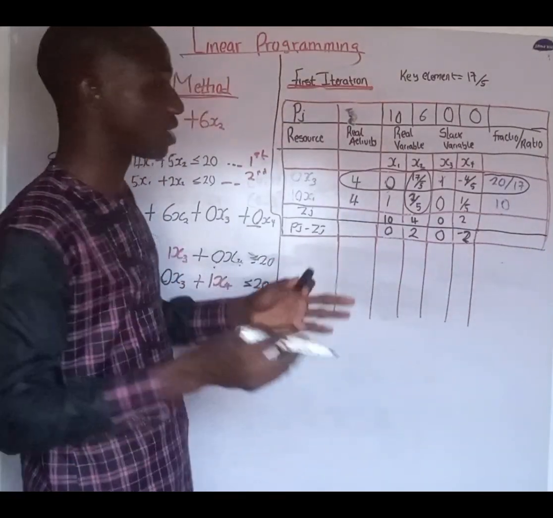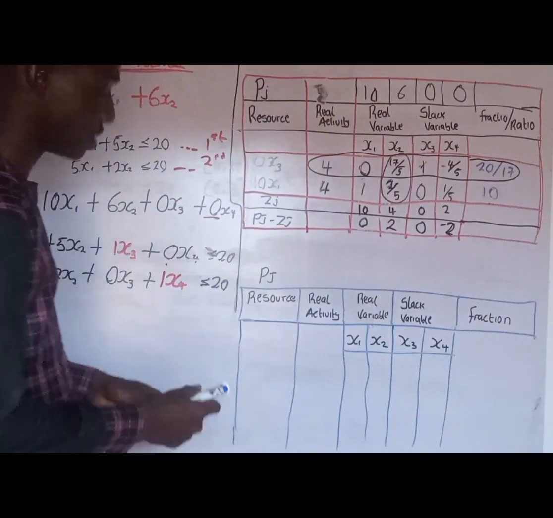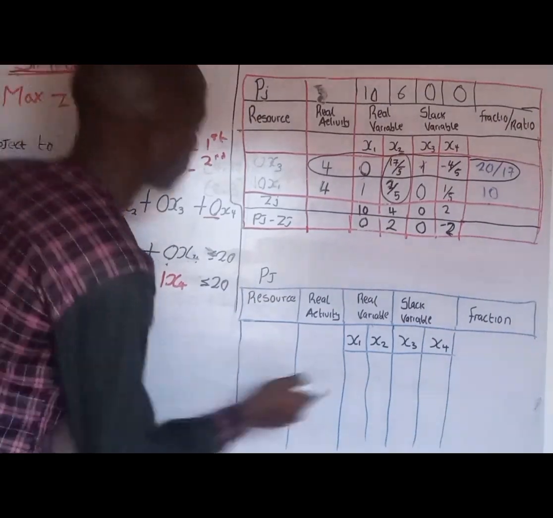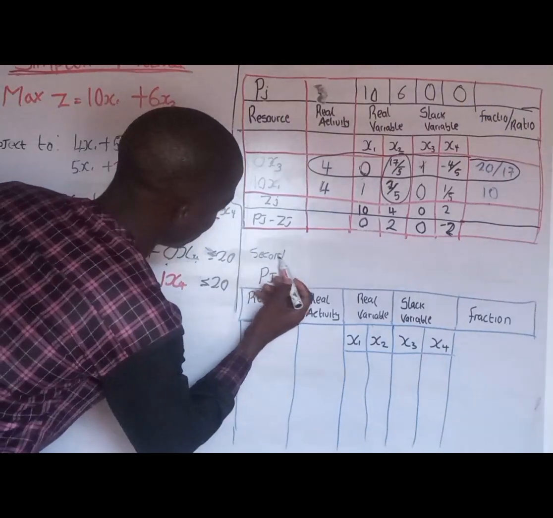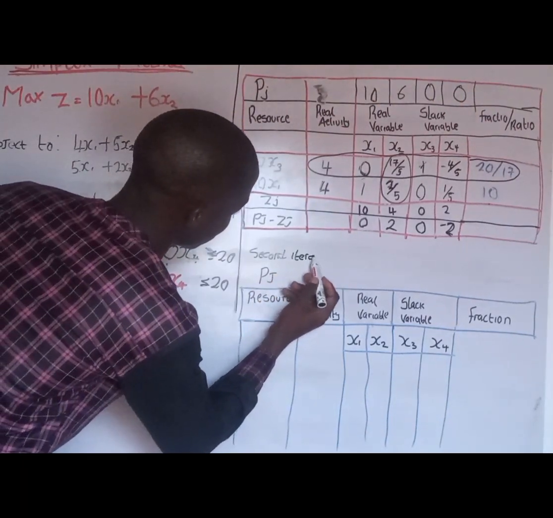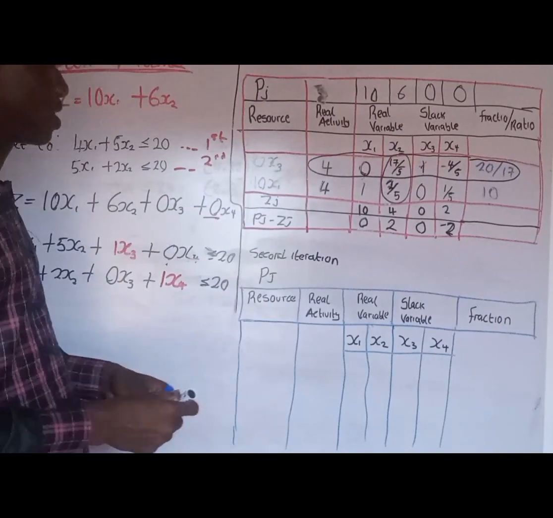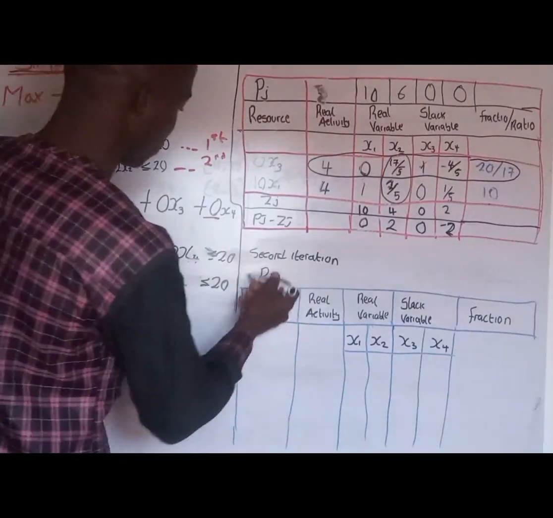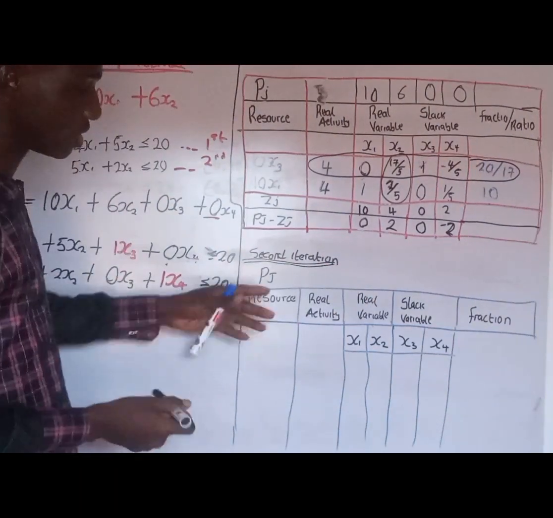So I'm going to be having another table. This is my new table. This is the second iteration. Let me put it there. Second iteration. This is the second iteration. So now let me write something.